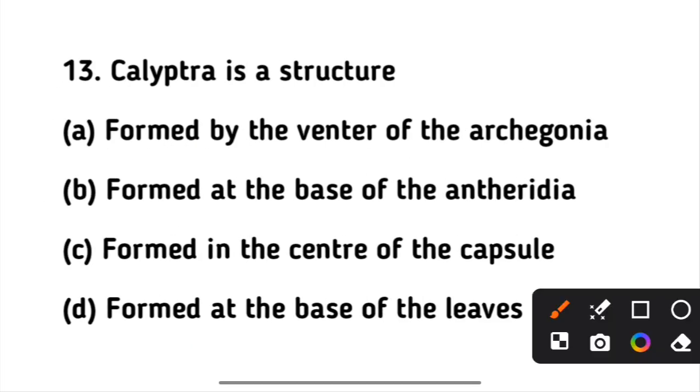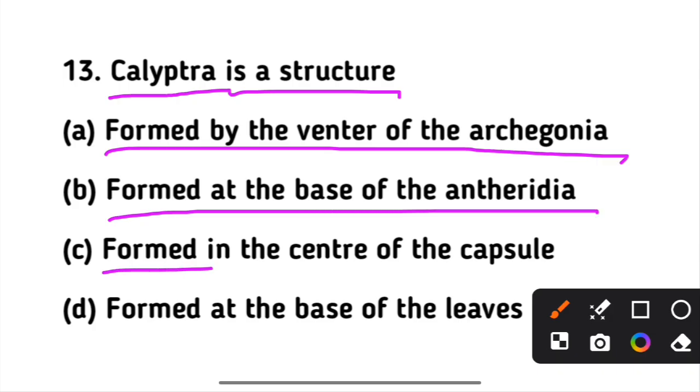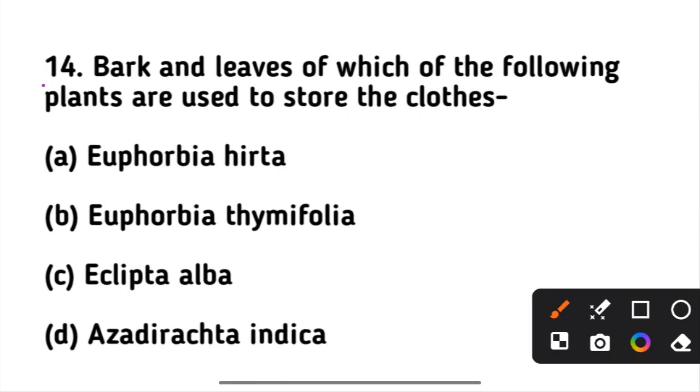Next question. Calyptra is a structure of. Option A, found at the venter of archegonia. Option B, found at the base of the antheridia. Option C, found in the center of the capsule. Option D, found at the base of the leaves. Option A is correct. Calyptra is a structure found at the venter of the archegonia. Question 14.